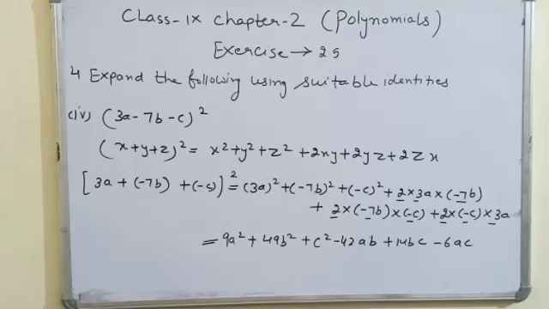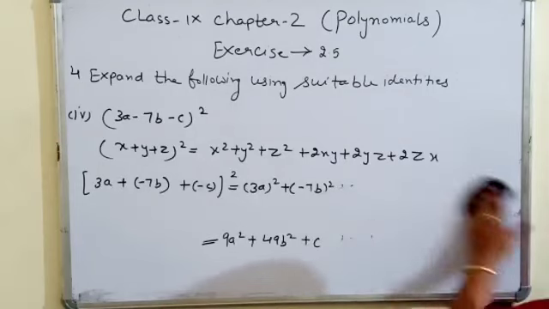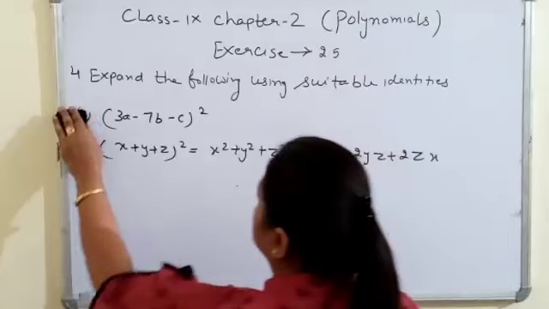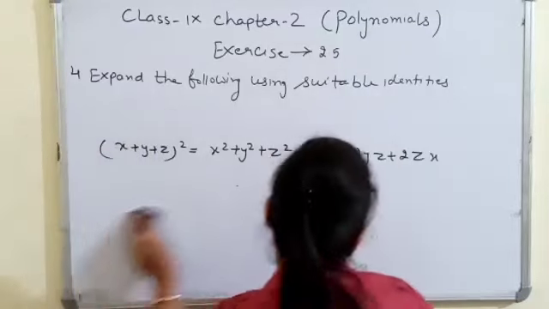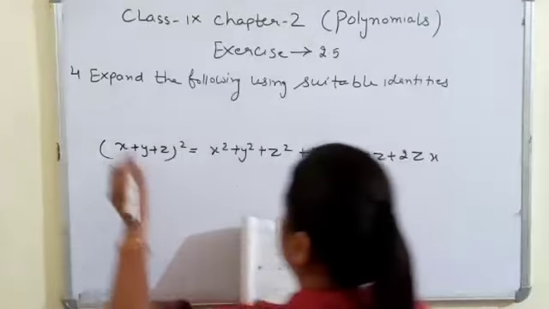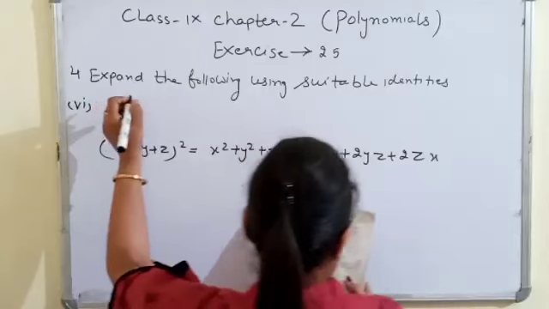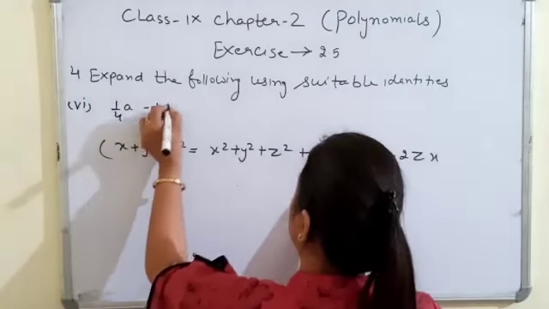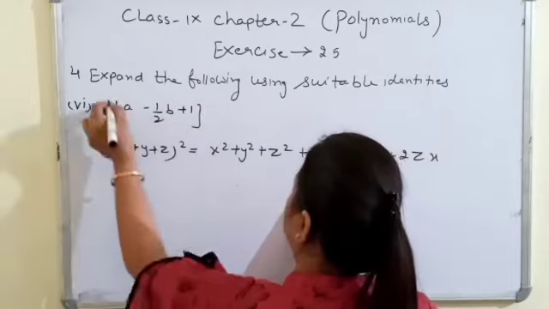Hope so question 5 you can solve it easily. This is same as the question number 4. So let's solve the question 5. Sixth part is, 1 by 4 a minus 1 by 2 b plus 1.